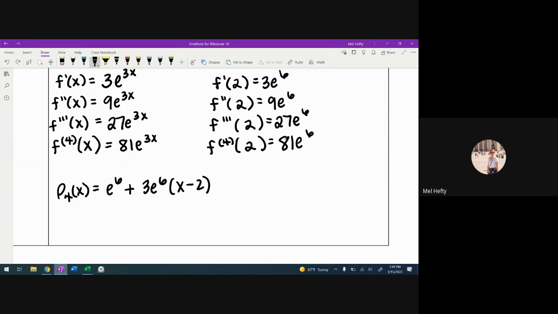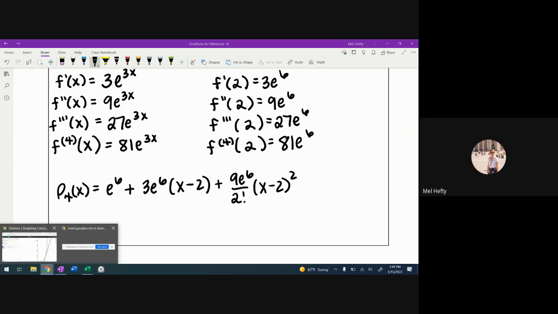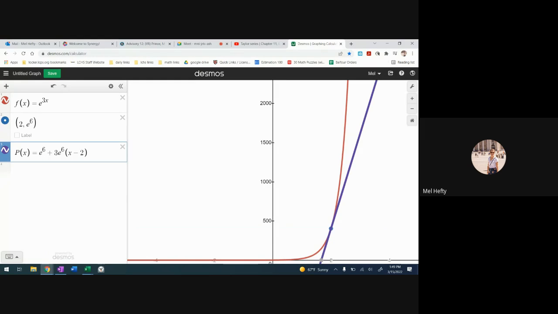Next term. 9e to the 6th over 2 factorial. Ooh, 9e to the 6th over 2 factorial, x minus 2 squared. All right, it's going to take me a second to type that in, but as I do, remember this picture. I want you to see how much more accurate this gets.